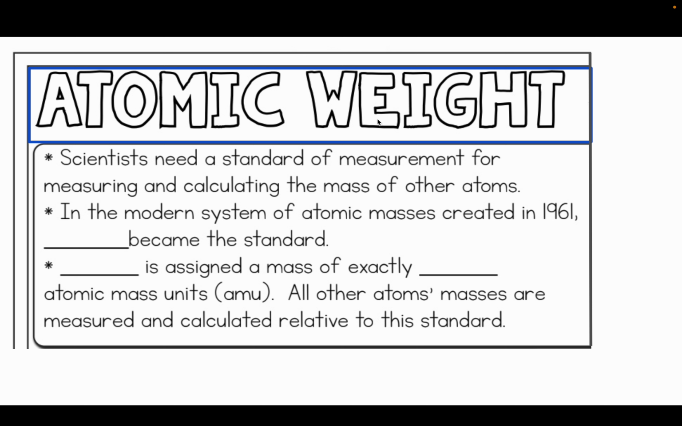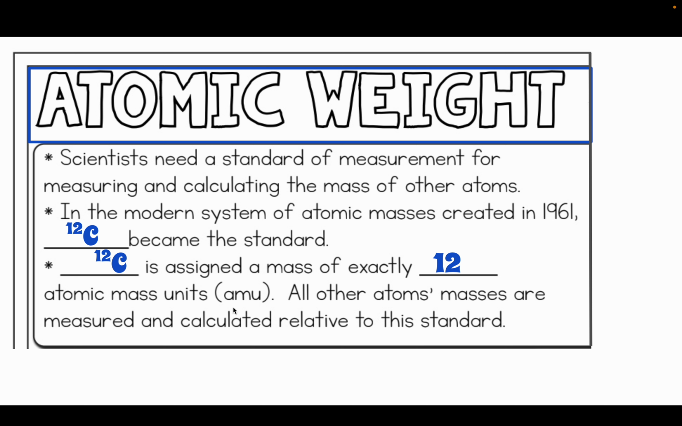Atomic weight, or we also call that atomic mass. So let's talk about how we find an atomic mass or an atomic weight. Scientists needed a standard of measurement for measuring and calculating the mass of other atoms. In the modern system of atomic masses created in 1961, carbon-12 became the standard for atomic mass. Carbon-12 is assigned a mass of exactly 12 atomic mass units.